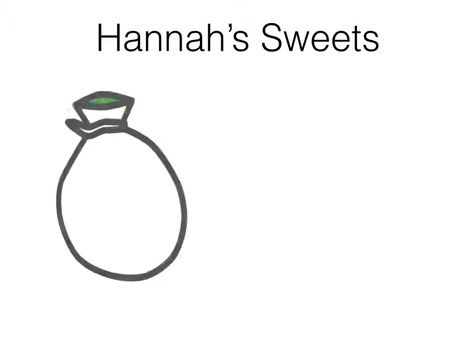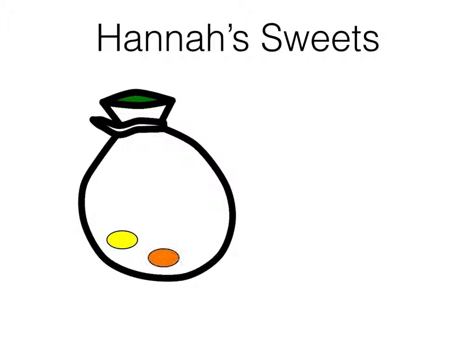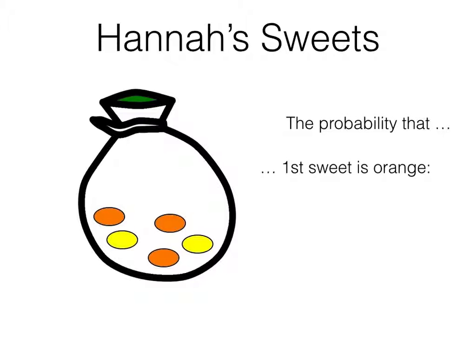Let's say there were 5 sweets in a bag, 3 orange and 2 yellow. If Hannah chooses a sweet at random, what is the probability that her first sweet is orange? Well, there are 3 orange sweets out of a total of 5 sweets. She has a 3 in 5 chance, and this is normally written as the fraction 3/5.